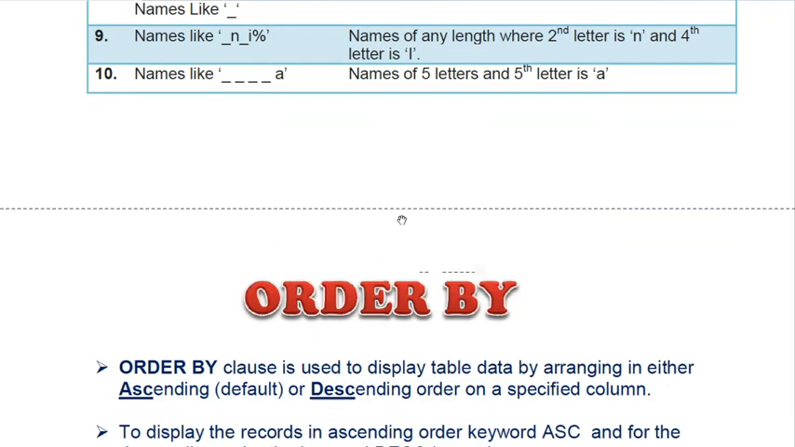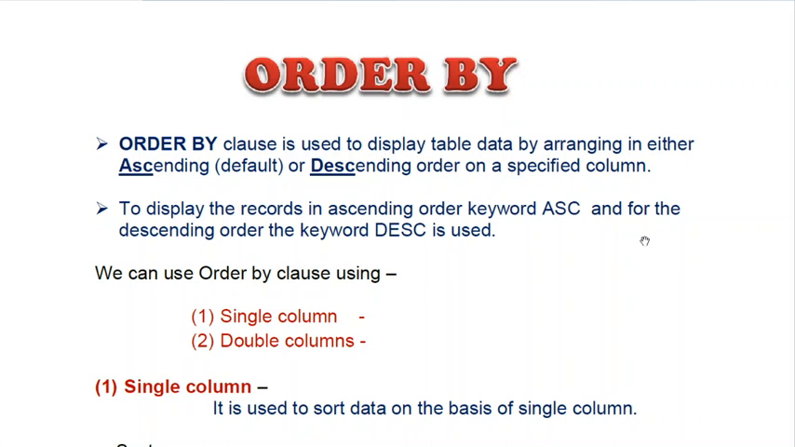Now the next one is the order by clause. The order by clause is used to display table data by arranging in either ascending, that is the default order, or descending order, means decreasing order, on a specified column. To display the records in ascending order, keyword ASC, and for the descending order, keyword DESC is used, whereas ASC is the default. So in case of ASC, you can skip the ASC keyword.